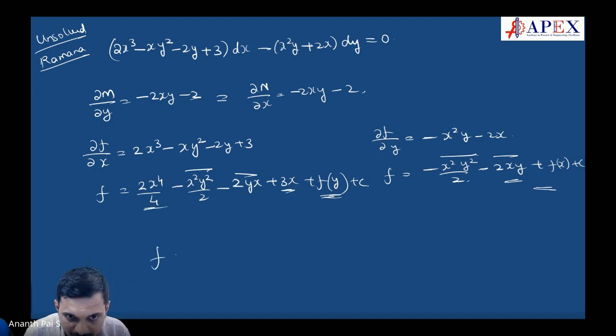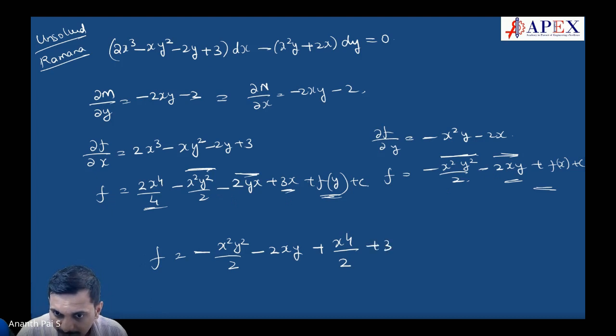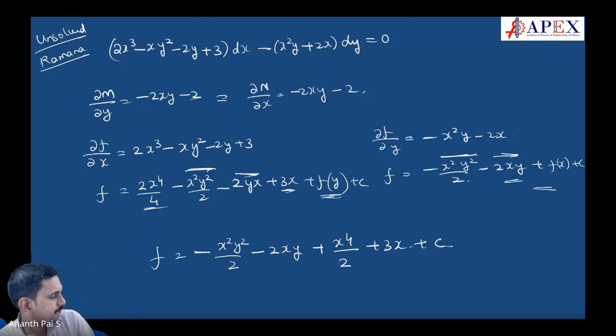So I can write f is equal to minus x square y square by 2. The common terms I'll write: minus 2xy. These are the common things. Then we have only the function of x: x power 4 by 2, correct, and then plus 3x, correct. And then we have a function, we can write this as constant plus constant. Yes or no?